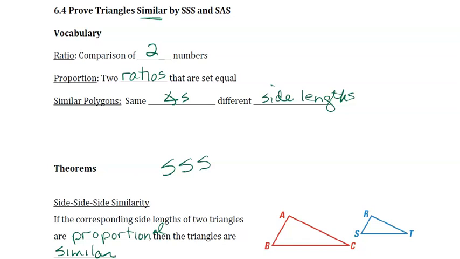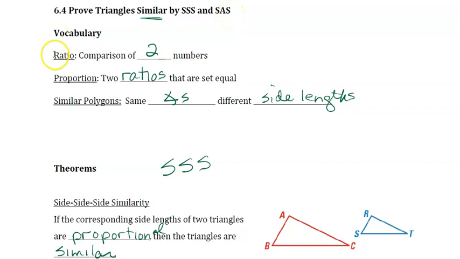Okay, in this video, I'm going to go over the 6.4 notes and the 6.4 homework. So 6.4 is proving triangles similar by side, side, side, and side, angle, side. So remember, we've already proved them similar by angle, angle.